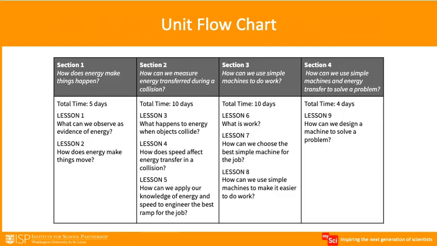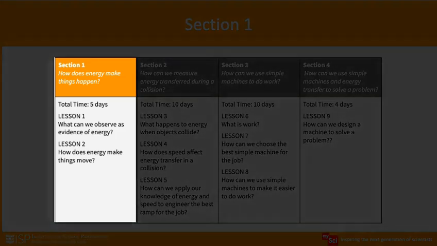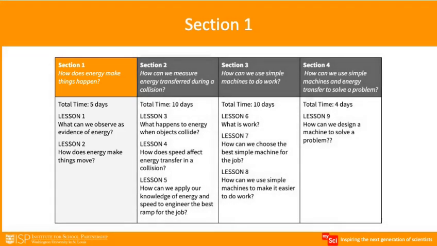Now that we have an idea about what students will study in this unit, take a look at the unit flowchart. This unit is divided into 4 sections and there are 9 lessons total. In Section 1, students observe that evidence of energy can take different forms. This section will take about 5 instructional days.